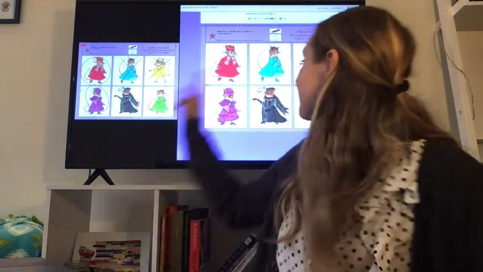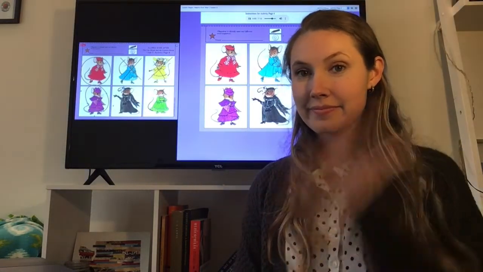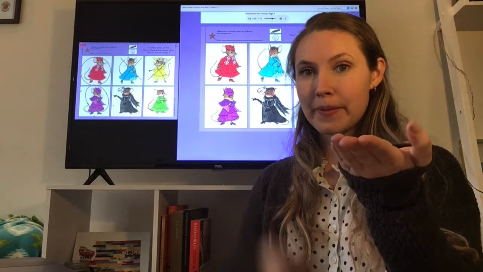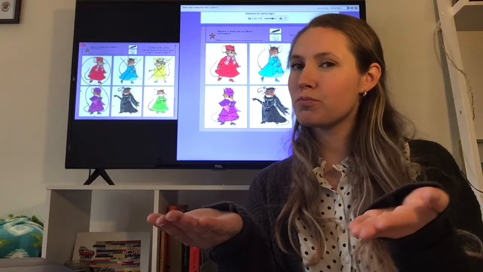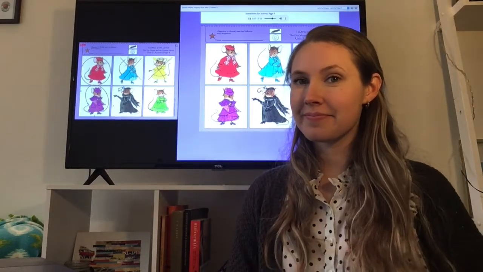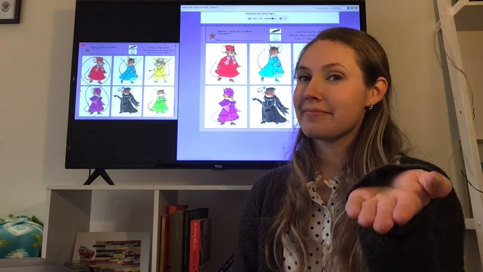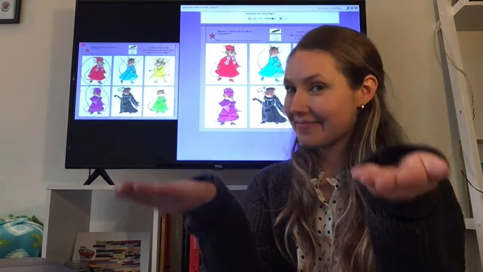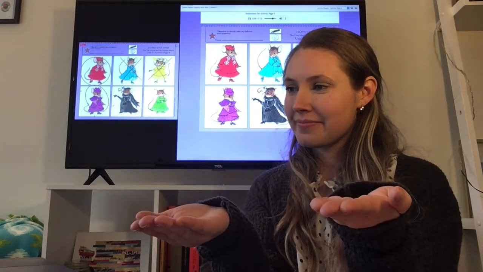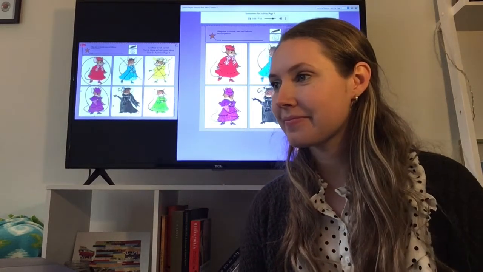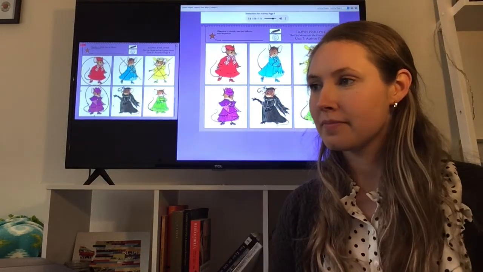Now look at the mouse in the black dress. First, that mouse said, noise, house. Next, that mouse said, house, noise. Did she say the words in the same order both times? Listen again. First, she said, noise, house. Next, she said, house, noise. If she said the words in the same order, circle the mouse in the black dress. If she did not say the words in the same order, put an X on the mouse in the black dress.